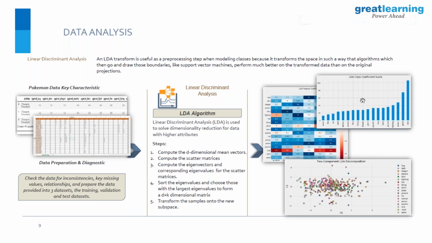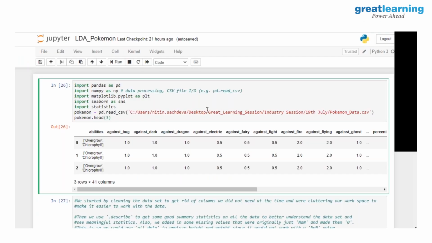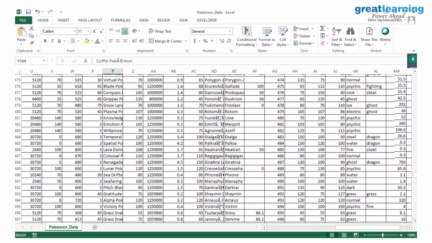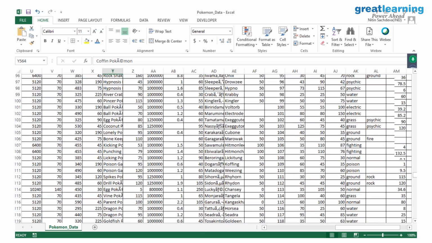So let me take you, without spending much time, onto the problem right away. Before that, I would want you to spend a couple of minutes looking at the data as well.